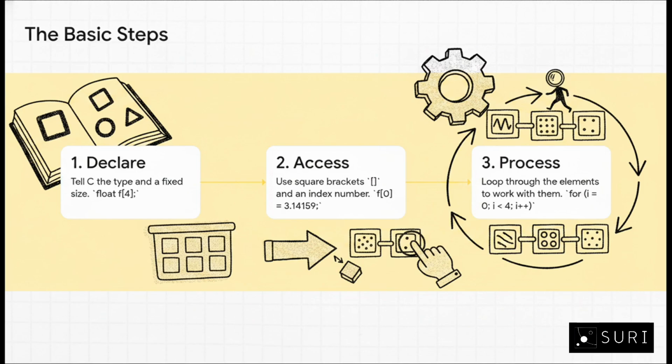Step 2 is accessing those slots. You use the array's name and an index number in brackets to get to a specific spot, either to read a value or to write a new one. And third, you'll almost always process an array using a loop. A loop is perfect for visiting each element one by one to do some work.